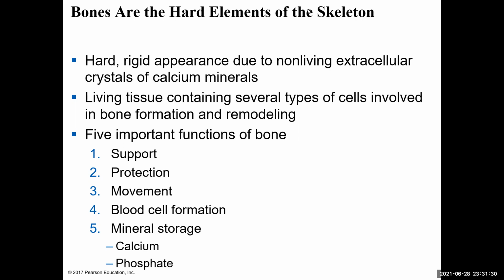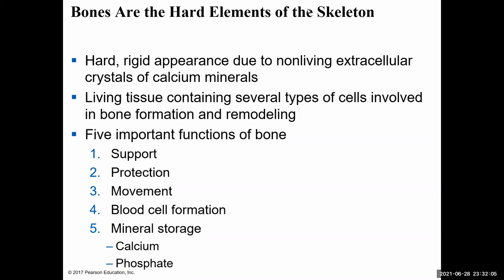So for example, our skull provides protection for our brain. Our rib cage provides protection for our internal organs. And so bones are there for support and protection. Another function is movement, so it allows our bodies to move, and so the joints and the articulation of bones to other bones in conjunction with muscles allows for the movement of our bodies.